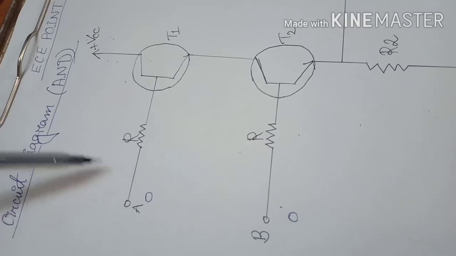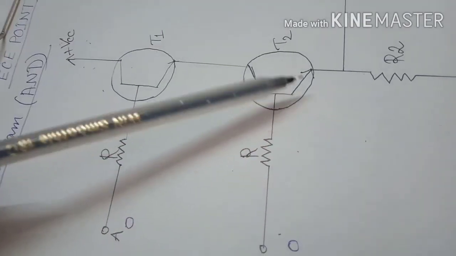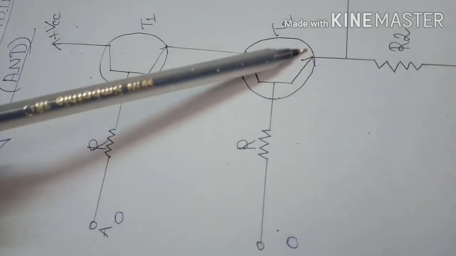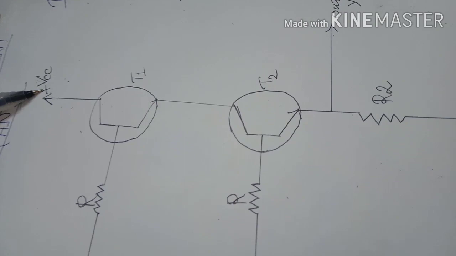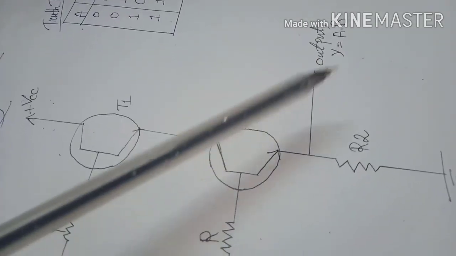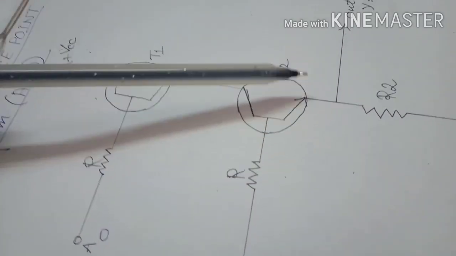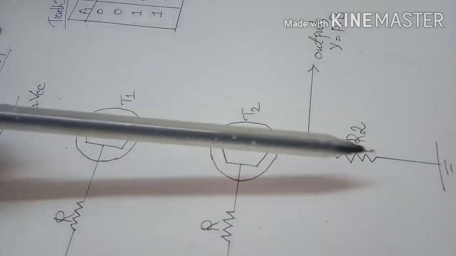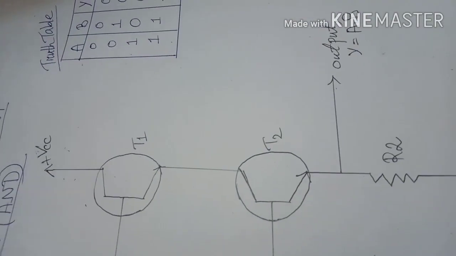If both A and B are in the high state, 1 1, then what will happen? T1 and T2 are both active. In this case you can see that VCC can function to raise the output, so current can pass through both T1 and T2 transistors and the output will be 1, in the high state. So this is the circuit diagram of the AND gate.